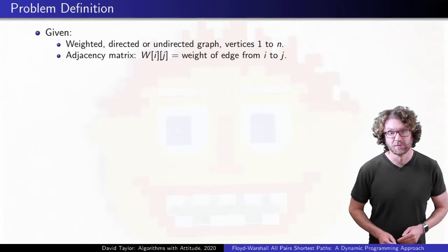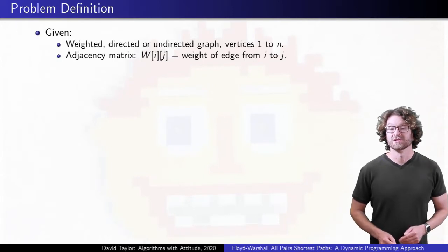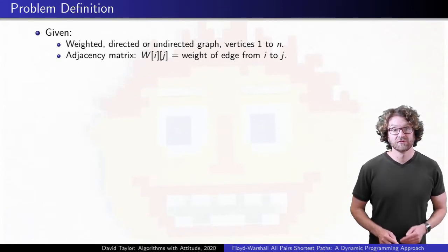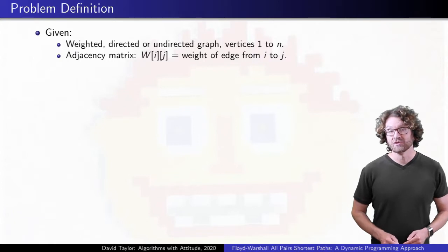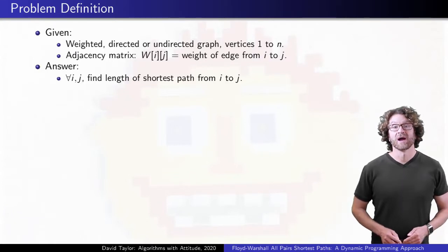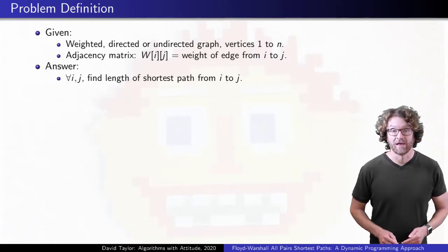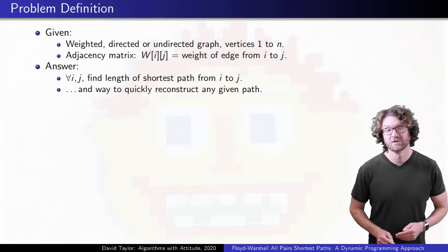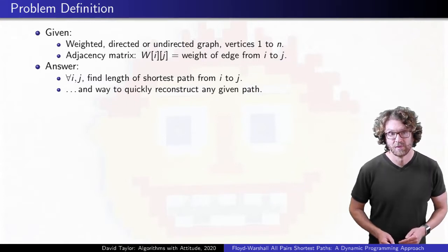Floyd-Warshall is really simple. You can code the final version in just a couple of minutes. To define our problem, we're given a graph with vertices 1 to n. We will assume that you're given the graph in adjacency matrix format. We want to find the lengths of the shortest paths from each vertex to every other vertex. Eventually, we'll also want to be able to quickly reconstruct those paths.